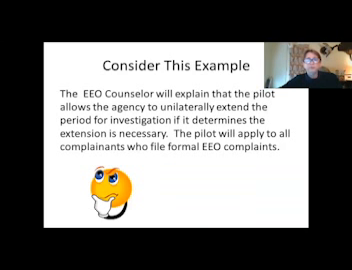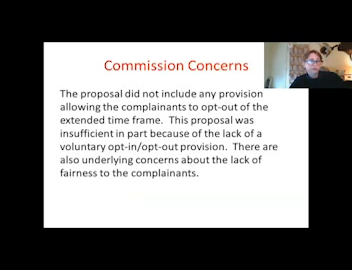A further example, and the reason why we're offering so many examples is that we consider the fairness to the complainant and the opt-in, opt-out provision to be a very important part of the pilot. In this example, the EEO counselor will explain that the pilot allows the agency to unilaterally extend the period for investigation if the determination of an extension is necessary. The pilot will apply to all complainants who file formal EEO complaints. So everybody is in the pilot, and the agency can decide whether or not to extend the time.